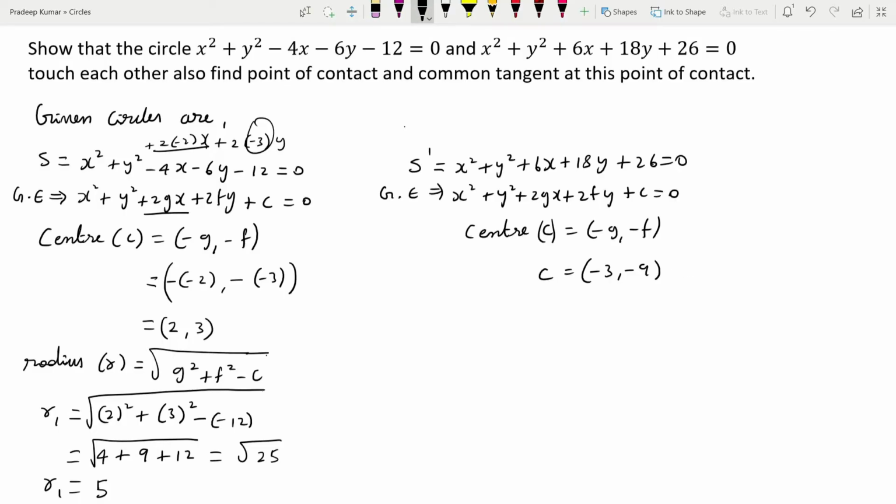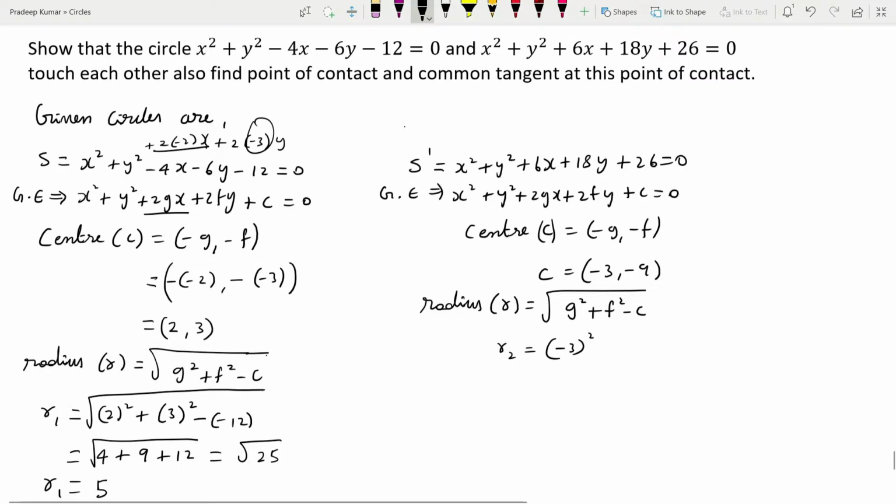Now let's find out the radius for the second circle also. So radius r equal to, I can write this as, root of g square plus f square minus c. This is the second radius, so I'll write it as r2. The g value we got is minus 3, so I can write here minus 3 whole square. The f value we got is minus 9, so this is minus 9 whole square. And the c value was 26, so I can write here minus 26. Of course, the under root is there, so minus 3 square is 9, and minus 9 square is 81, and this is minus 26.